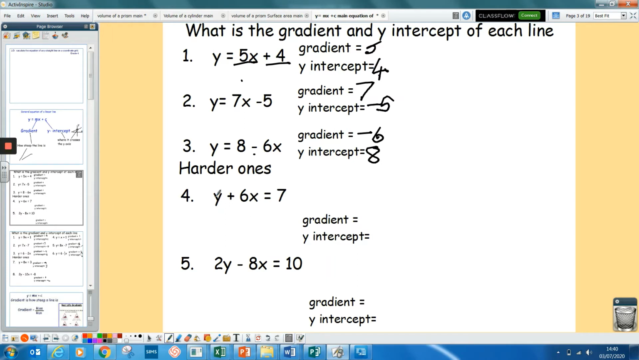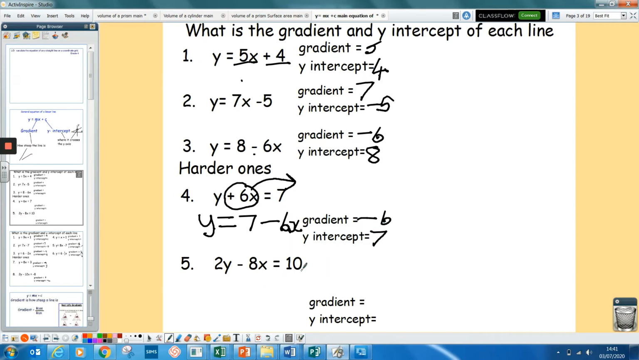Harder ones, like this one, is because it has to look like this. It has to look like y equals something, and this one doesn't look like that. So what I need to do is move that over there. And when this plus 6 moves to the other side, it will become a negative. So we end up with y equals 7, and that goes over there and becomes a minus 6x. Now I can see my gradient is minus 6 and my y-intercept is 7.